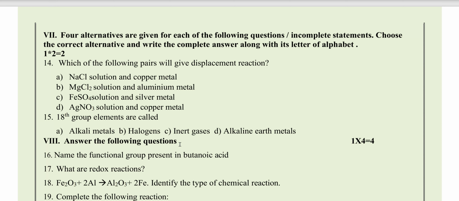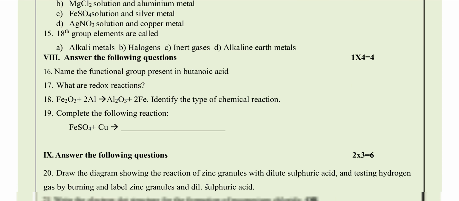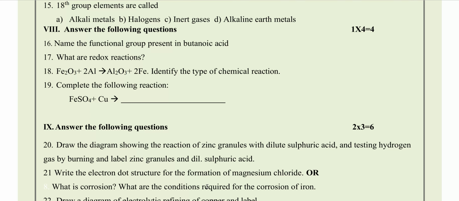Next main. Answer the following questions. Name the functional group present in butanoic acid. What are redox reactions? Fe2O3 plus 2Al gives Al2O3 plus 2Fe. Identify the type of chemical reaction. Complete the following reaction. FeSO4 plus Cu gives rise to what?